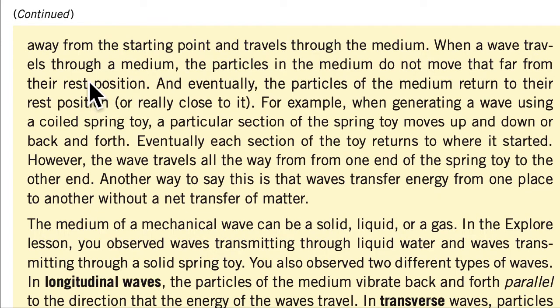When a wave travels through a medium, the particles in the medium do not move that far from their rest position. And eventually, the particles of the medium return to their rest position, or really close to it. For example, when generating a wave using a coiled spring toy, a particular section of the spring toy moves up and down or back and forth. Eventually, each section of the toy returns to where it started. However, the wave travels all the way from one end of the spring toy to the other end. Another way to say this is that waves transfer energy from one place to another without a net transfer of matter.